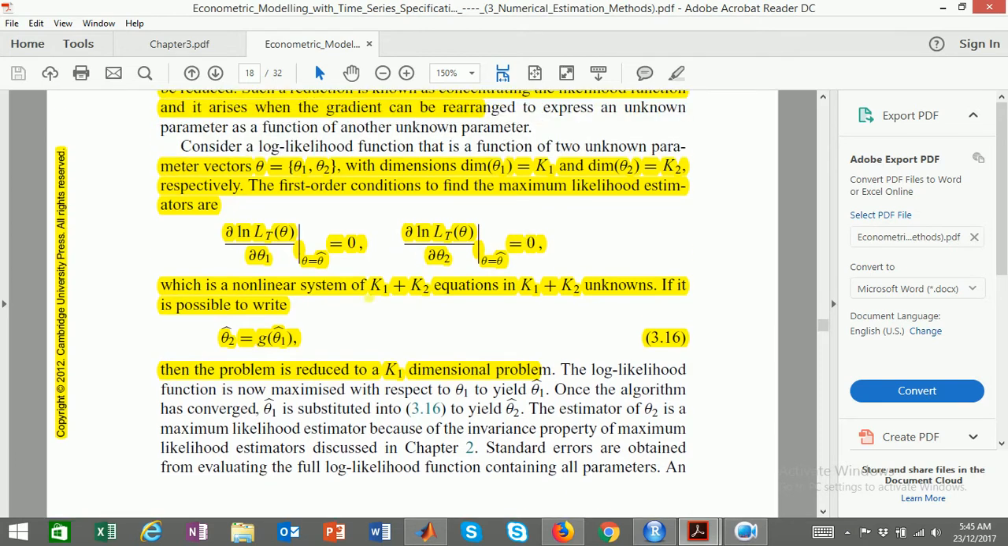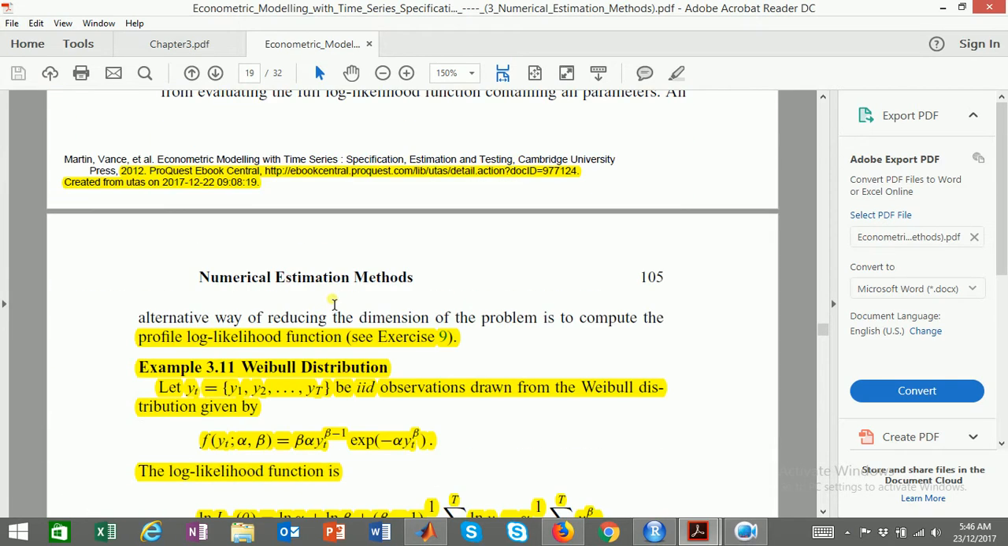Very simple, because this was k1, this was k2, but this k2 equals gradient of k1, we have basically concentrated the situation, we have controlled the situation just introducing the gradient on the first parameter. Dimension has been controlled. So this is concentration of dimension. The log likelihood function is then maximized with respect to theta 1 to yield theta 1 hat. Once the algorithm converges to theta 1, it substitutes back. We just simply apply gradient to find theta 2 instead of using a convergence criteria.